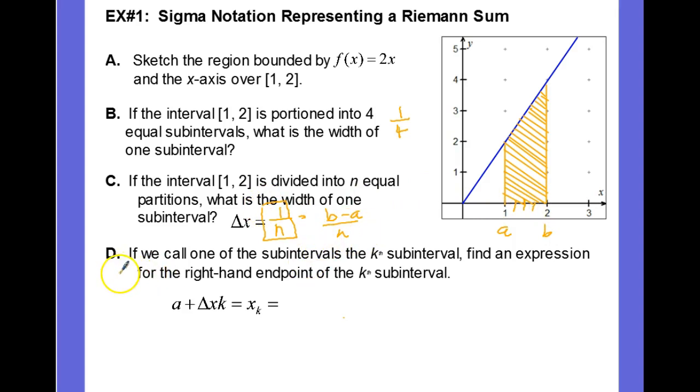Finally, in part D, they tell us that if we call one of the subintervals the kth subinterval, so that's just an index, it can be any number between 1 and n of these n subintervals, they want us to find an expression for the right-hand endpoint of the kth subinterval. So what is that going to be?